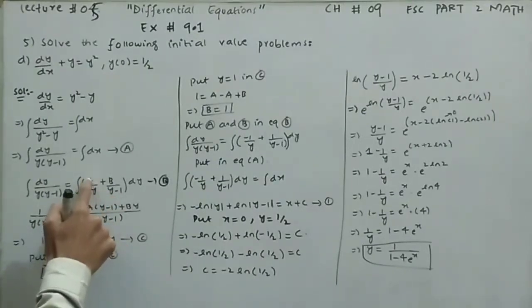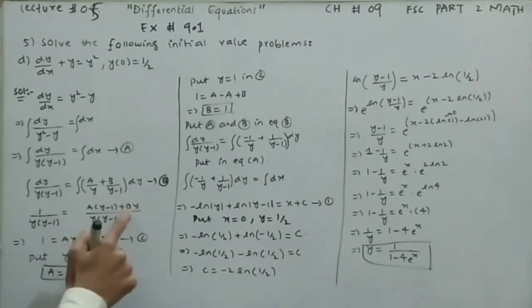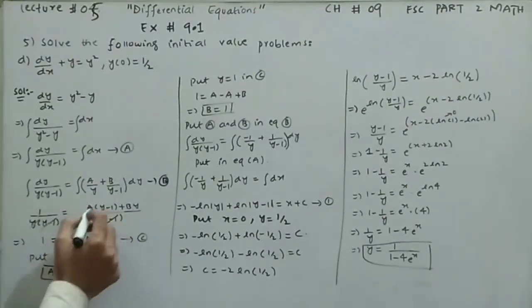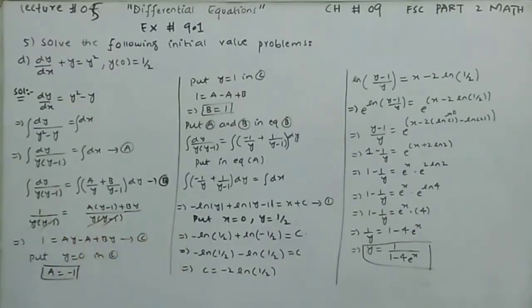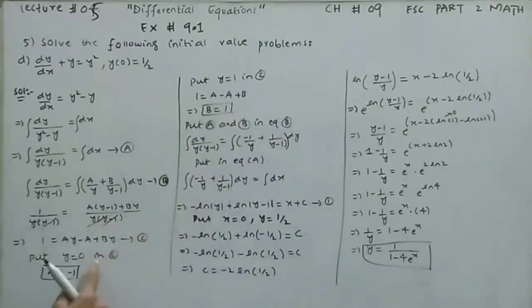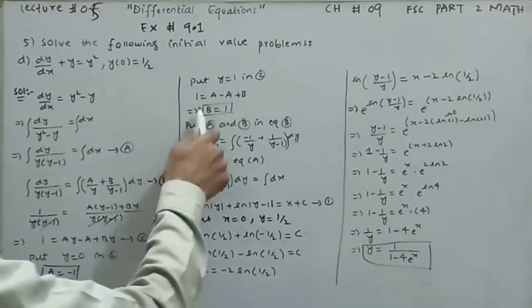So over here we are left with A into y minus 1 plus B into y. These denominators are cancelled out on both sides. So we are left with 1 is equal to Ay minus A plus By. Let's suppose this is equation C. From over here, y is equal to 0. So put y equal to 0 over here, it gives us A is equal to negative 1. From over here, y minus 1 is equal to 0, so y is equal to 1. Put it in this equation, and it will give us the required value of B is equal to 1.